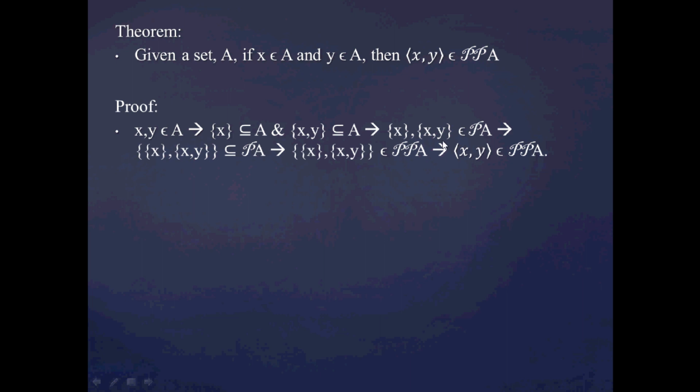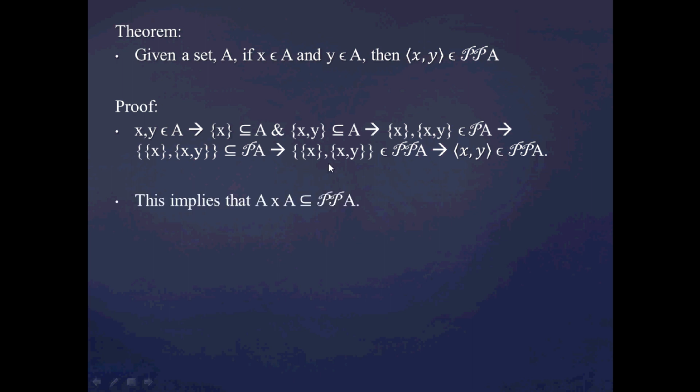So if I just take these two elements here and throw another set of parentheses around that, so I have the set containing x and the set containing x and y, that's also a subset of the power set of A. And if that's true, then this whole thing must be a member of the power set of the power set of A. And it just follows from that the ordered pair x y is a member of the power set of the power set of A, just utilizing our Kuratowski definition of what an ordered pair is.